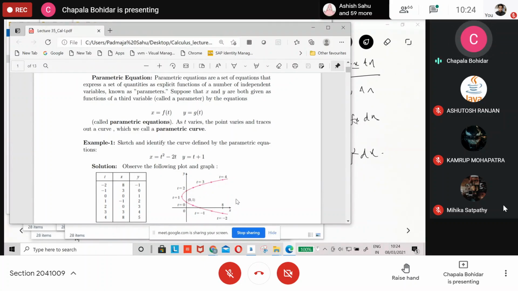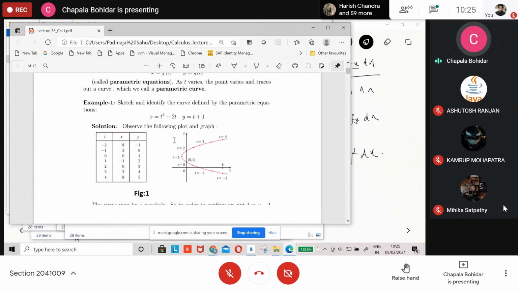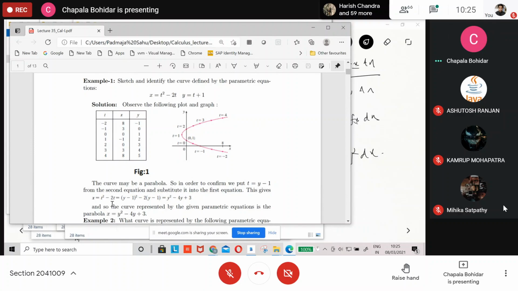So let us check whether it is correct. Identify the curve here. Let us check whether we are getting a parabola or not. What will we do? We convert this parametric equation to the Cartesian equation. How will we convert it to the Cartesian equation? So you see, find out the value of t. t is equal to y minus 1. Substitute the value of t here. Then we get our equation.